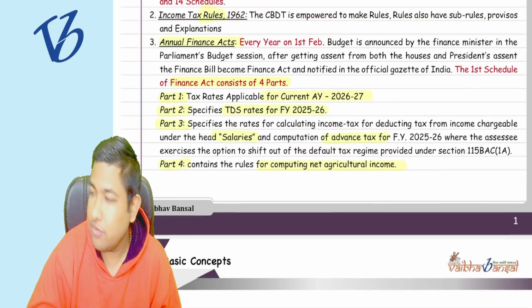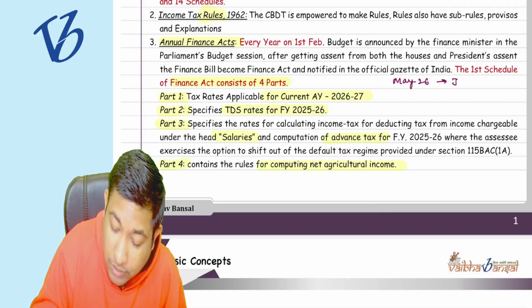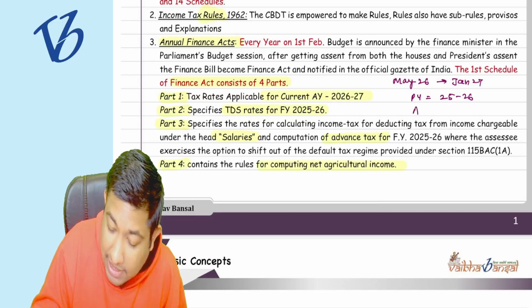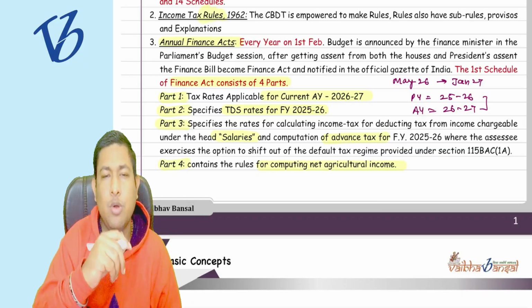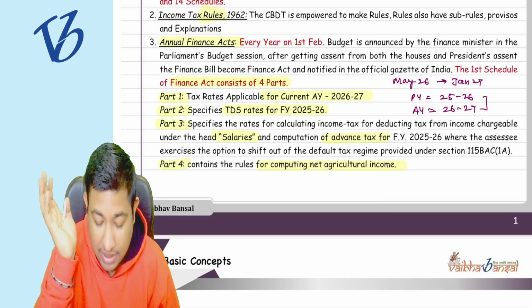But what is important for your exam from May 26 to January 27 is that your previous year should be 25-26, and the assessment year is going to be 26-27. This is going to be very important. What a previous year is and what an assessment year is, we are going to see in the next part.